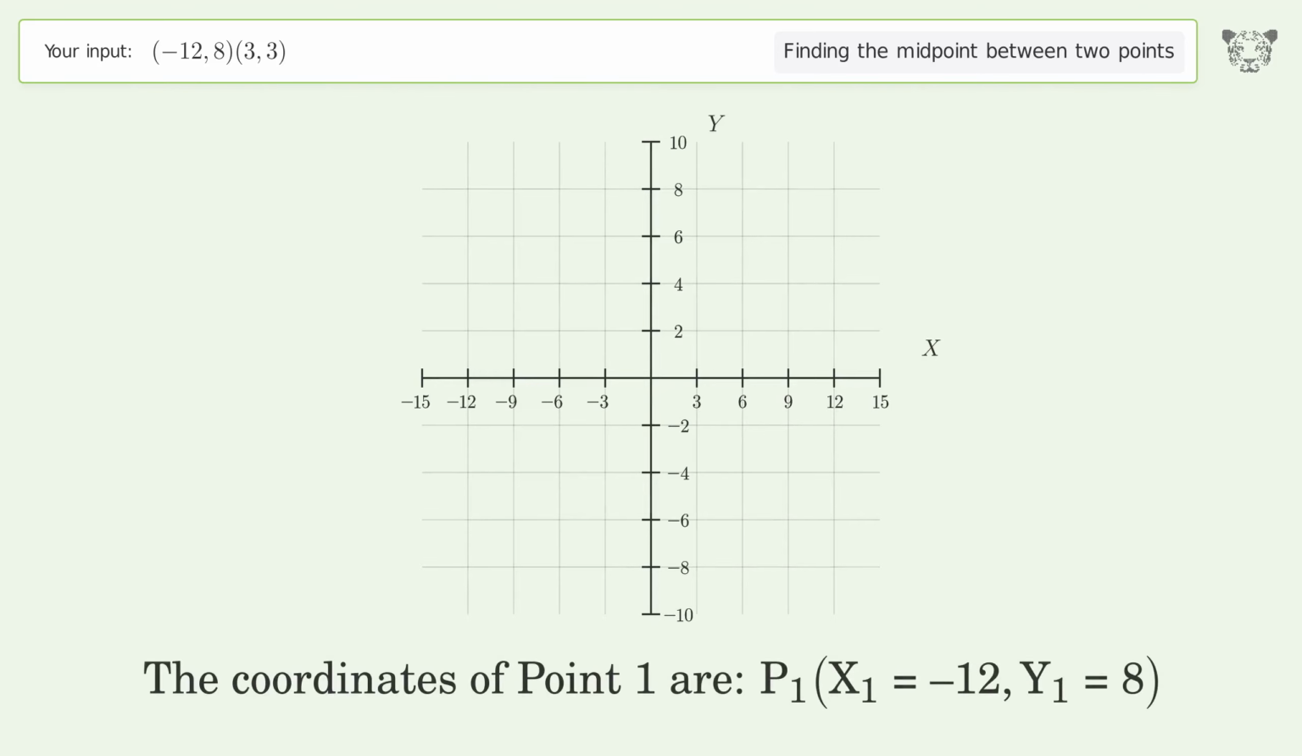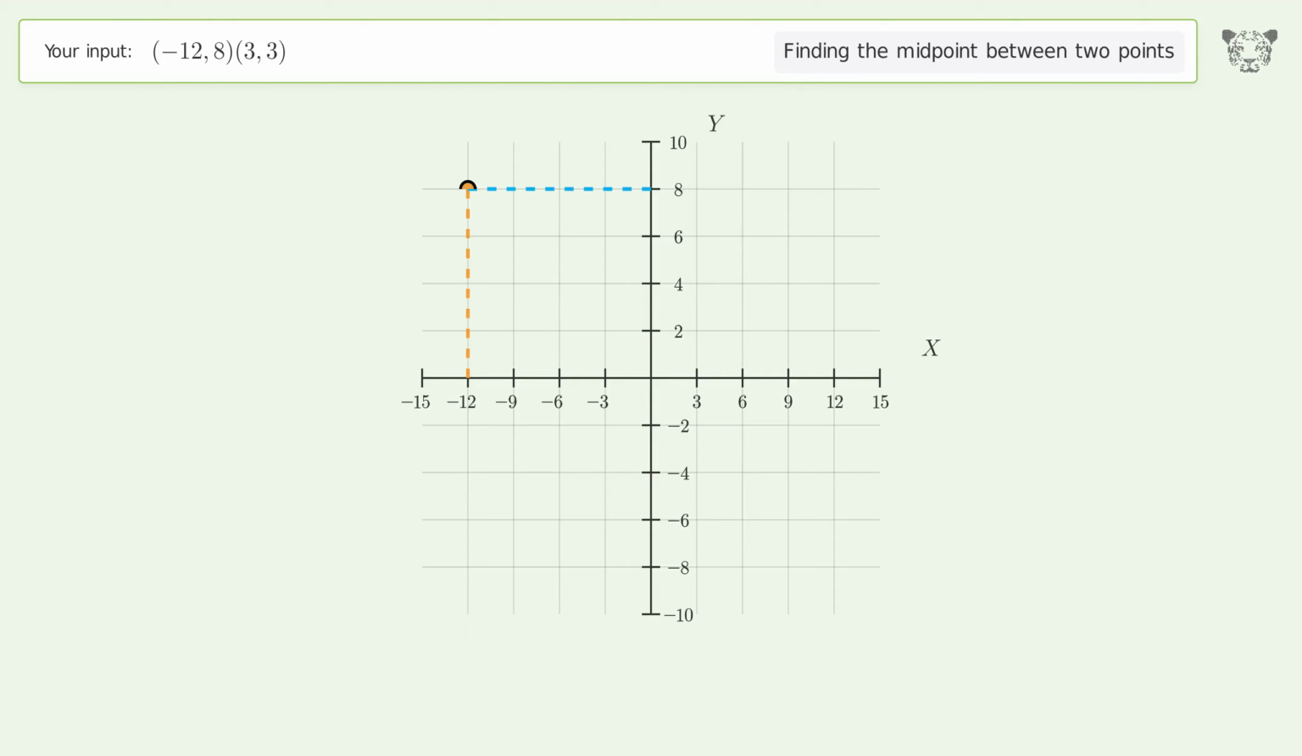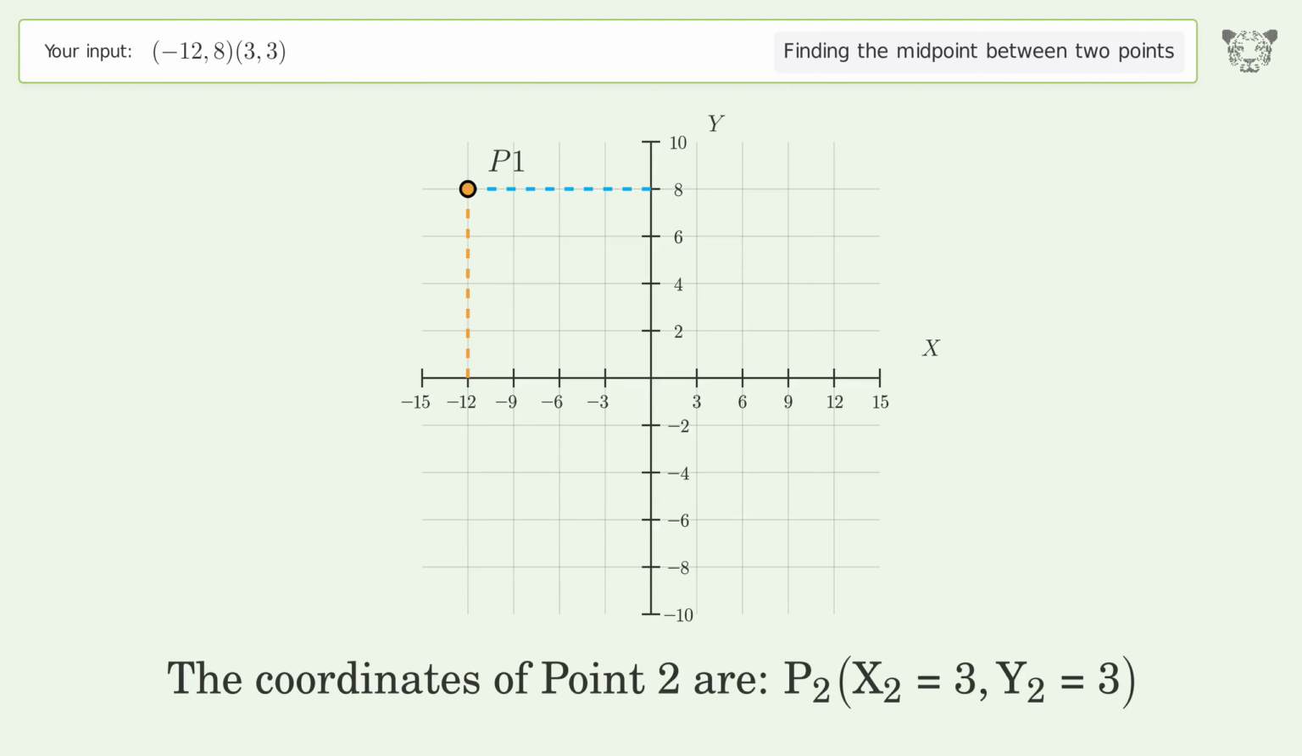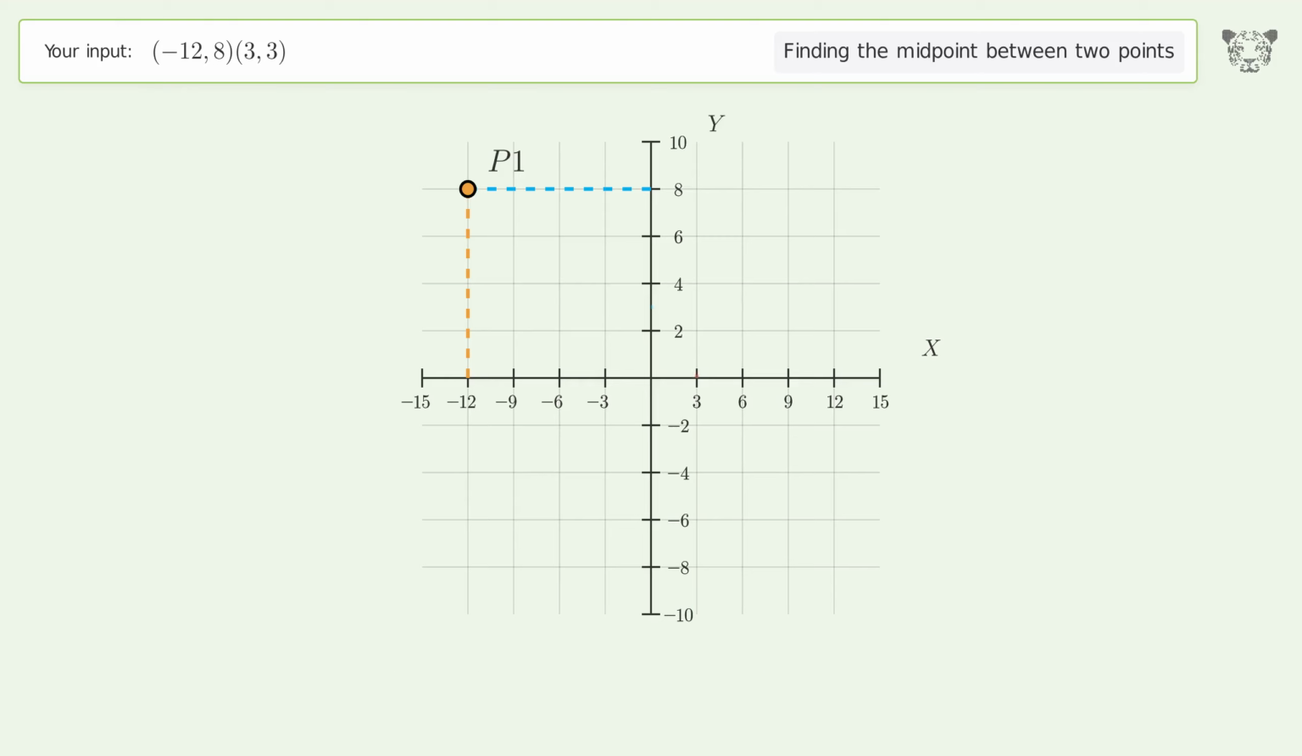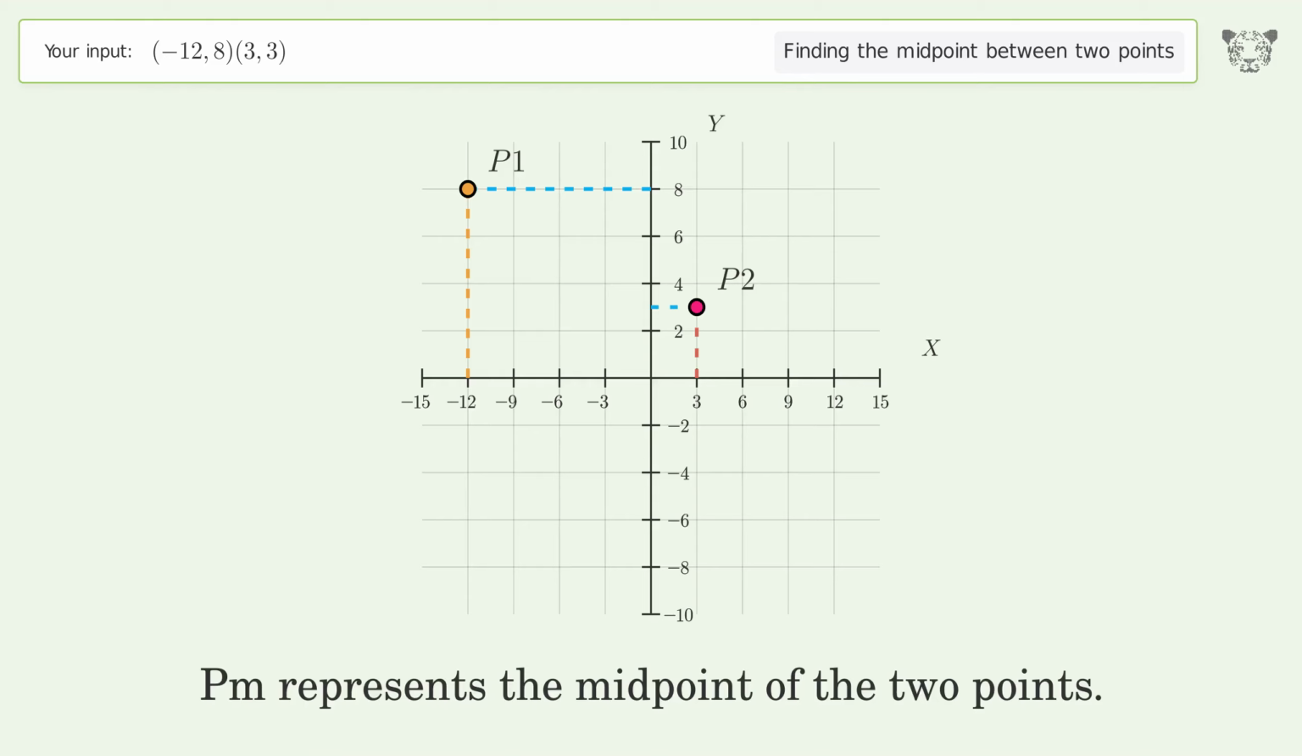The coordinates of point 1 are, x1 equals negative 12, y1 equals 8. The coordinates of point 2 are, x2 equals 3, y2 equals 3. PM represents the midpoint of the 2 points.